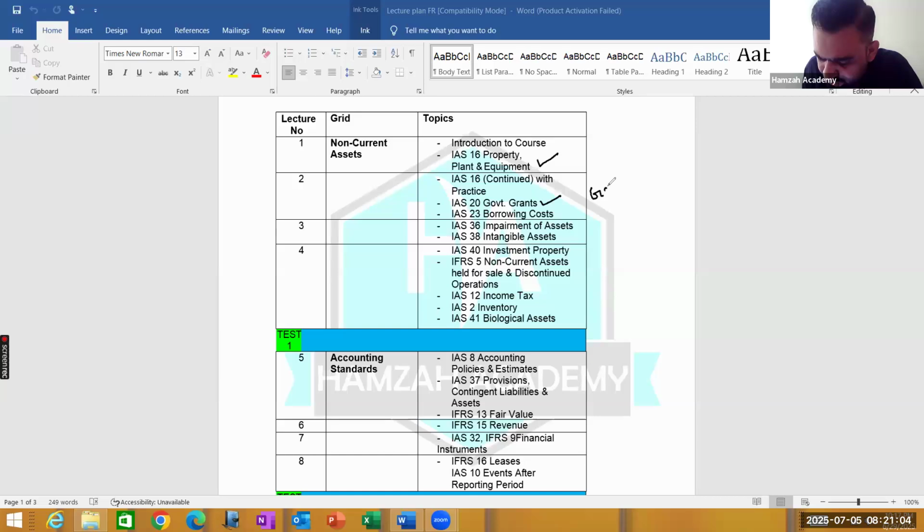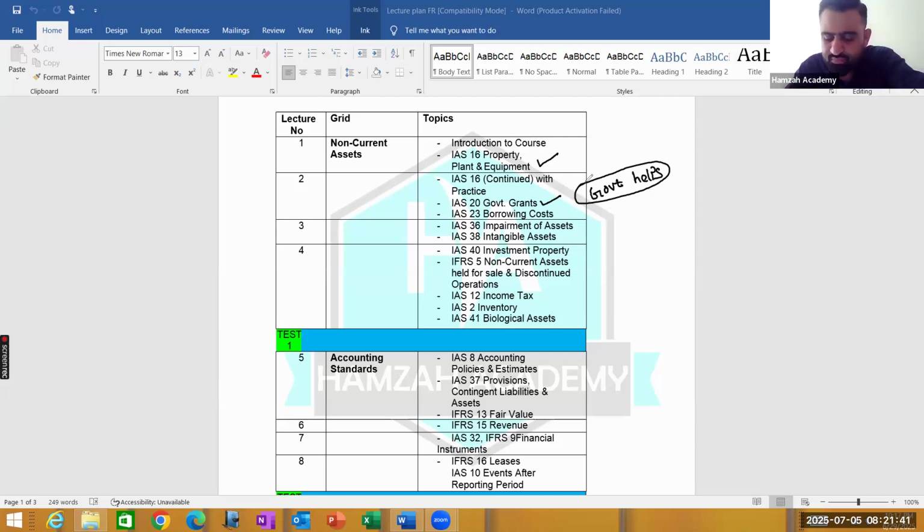So in IAS 20, if the government helps an entity in any form, how to account for that help in a financial statement, we will be discussing in IAS 20. This help could be in the form of land, building, machinery, software, cash, or maybe any sort of assistance. That topic will be covered in IAS 20, government grants.